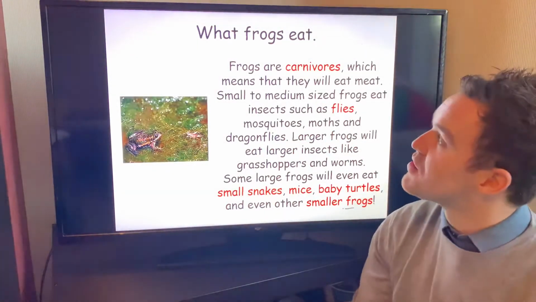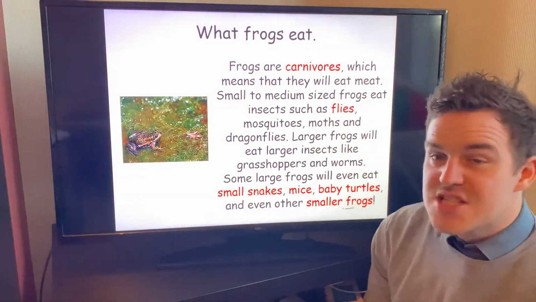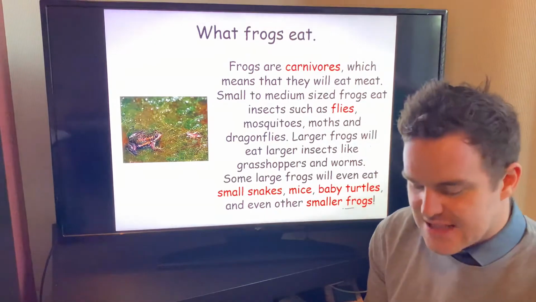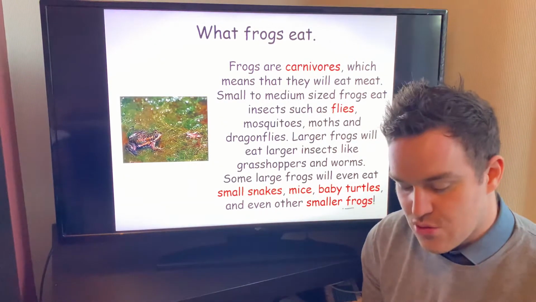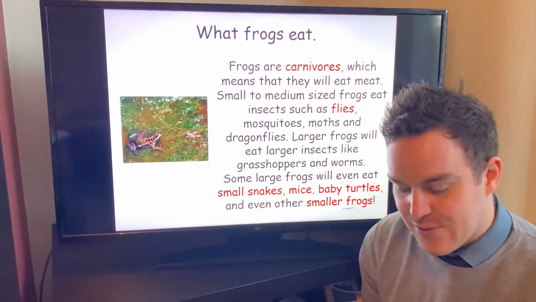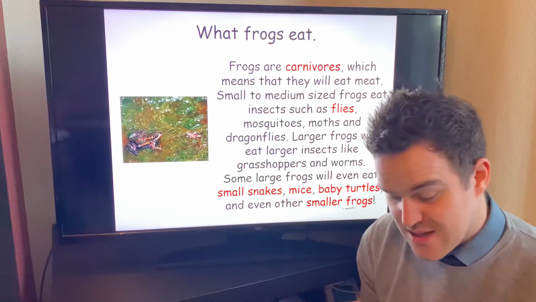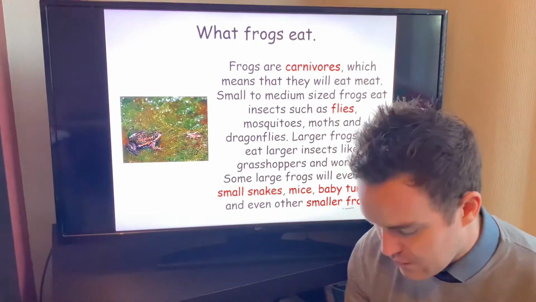Our next subheading is called What Frogs Eat. Frogs are carnivores, which means that they will eat meat. Small to medium-sized frogs eat insects such as flies, mosquitoes, moths, or dragonflies. Larger frogs will eat larger insects like grasshoppers and worms. Some large frogs will even eat small snakes, mice, baby turtles, and even other smaller frogs.